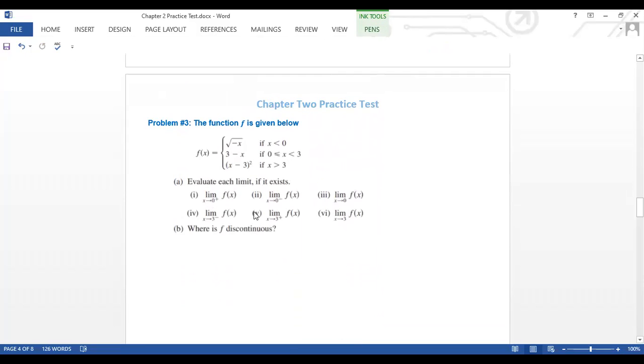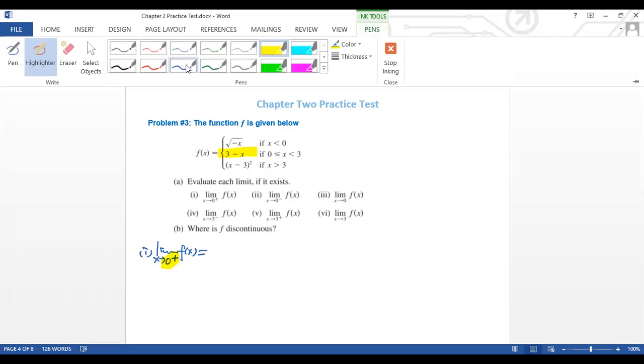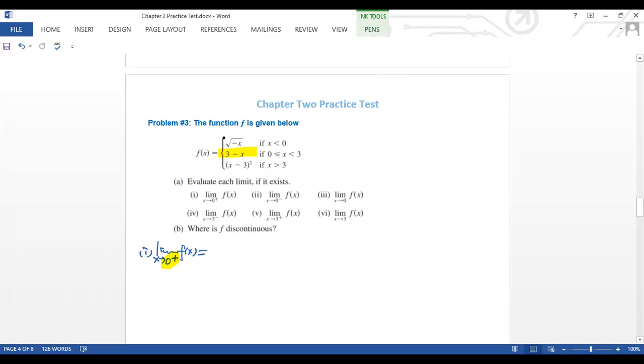Now we have a piecewise function. The f of x is equal to the square root of negative x, and 3 minus x, x minus 3. Evaluate each limit if it exists. The first thing is the limit as x approaches 0 from the right-hand side of f of x. From the right-hand side, that means it's greater than 0. So which function am I using here? I need to use this one, because this is greater than, so I need to use this function. So when x equals 0, what is here?